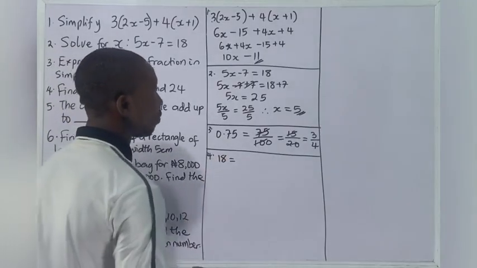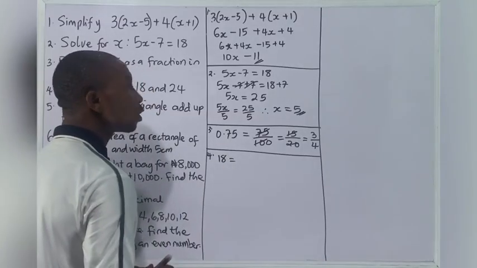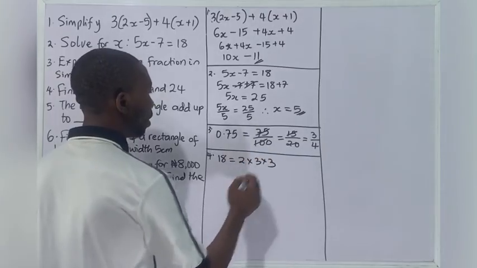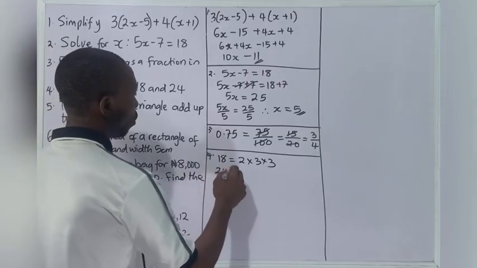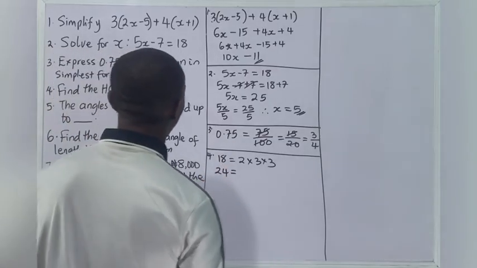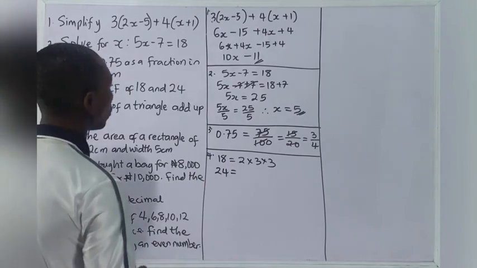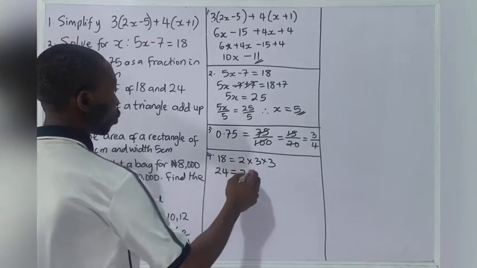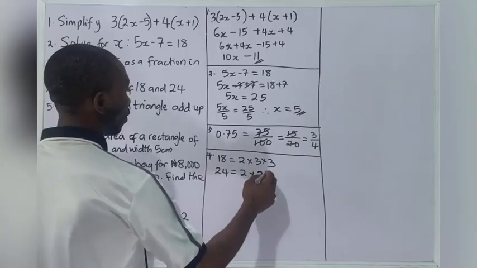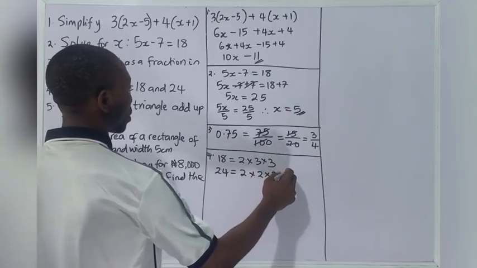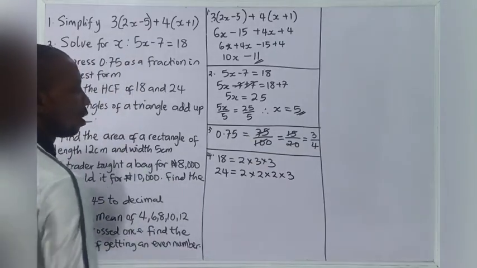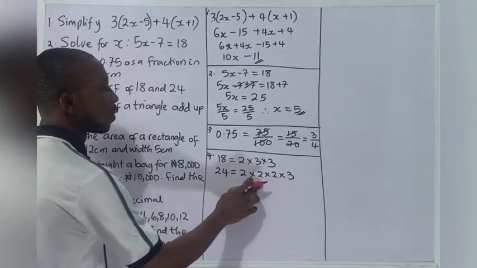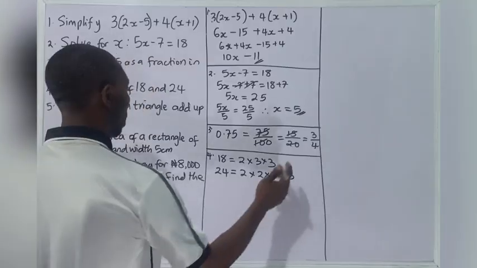Let's break 18 down. 18 will give us 2 times 9, so that will give us 2 times 3 times 3. Okay, and 24 would give us 2 into 24, 12. And 2 again will give us 2 times 3. So we have 2 times 2 times 2 times 3. 2 times 2, 4. 4 times 2, 8. And 8 times 3, 24.